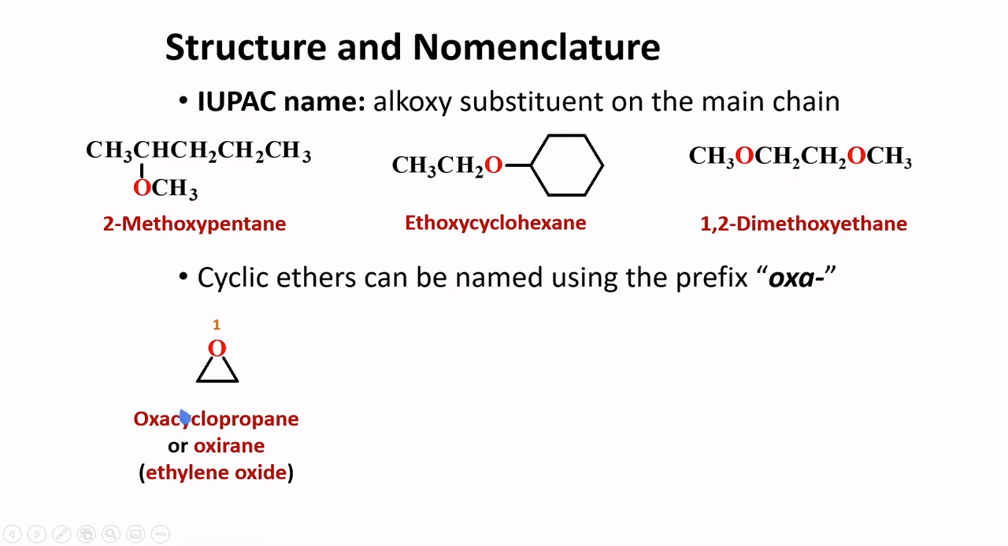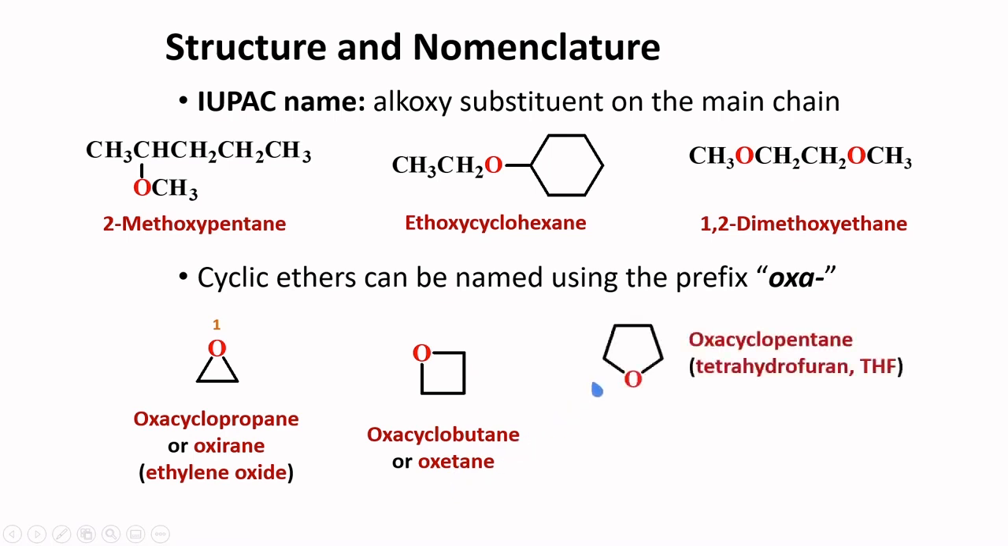Take note that in numbering, the heteroatom, which is oxygen, is taken as position 1. Another name for this compound is oxirane or ethylene oxide in common nomenclature. For the 4-membered ring, which contains an oxygen substituting a carbon atom, the compound is called oxacyclobutane or oxetane.